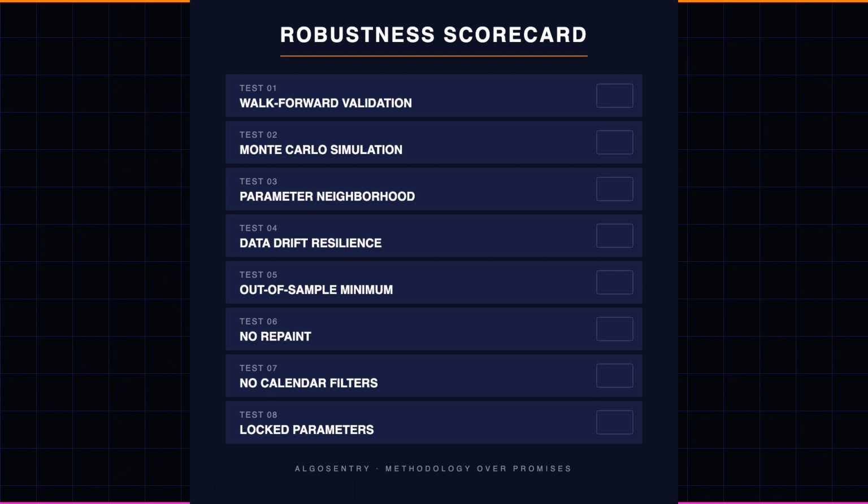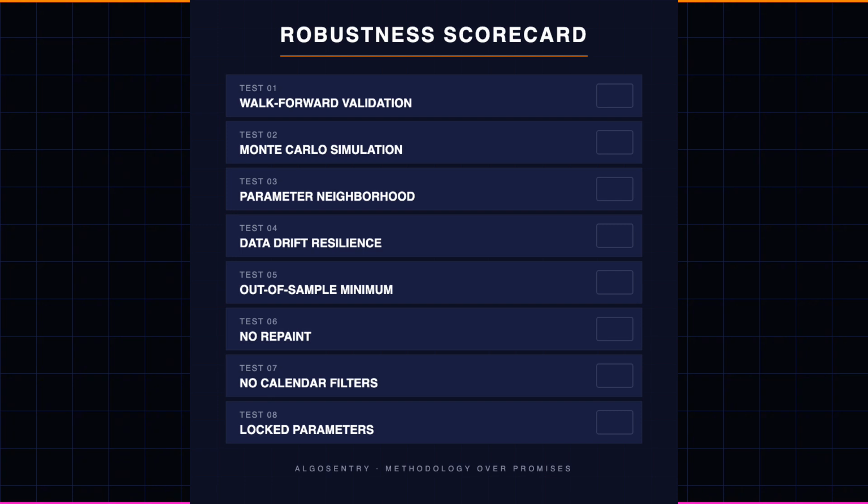Out-of-sample minimum kills strategies with too few signals. 47 trades is not a sample size. It's a story. No repaint kills strategies that lie about their entries. If the indicator changes after the bar closes, your backtest is fiction. Calendar filters kill strategies that found a historical coincidence. Real edges don't care what day it is.